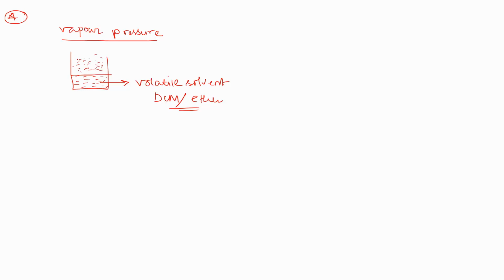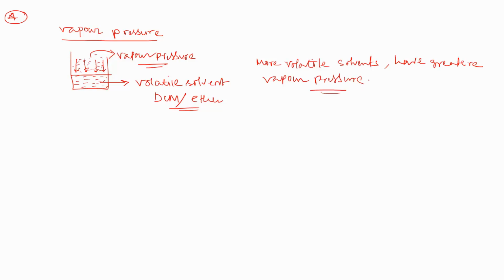This gaseous phase will create a pressure on the solvent surface. That is called vapor pressure. Whichever volatile solvent we take, the vapor pressure of the solvent will be different according to its volatility. A more volatile solvent means one which has greater vapor pressure than the less volatile solvent. That is the most important thing.